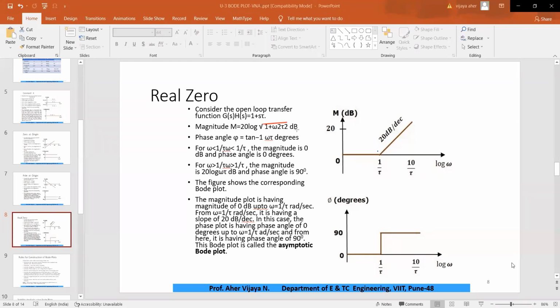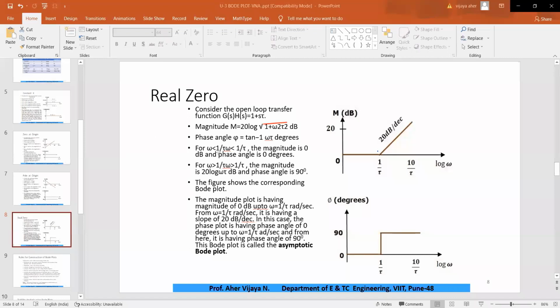Unit is in dB. For phase angle, phi is equal to tan inverse of omega tau divided by 1, which is nothing but omega tau. Phase angle is in degrees. Now for different omega, you will get magnitude as well as phase angle, just by putting the value of omega in these two equations for magnitude and phase angle.